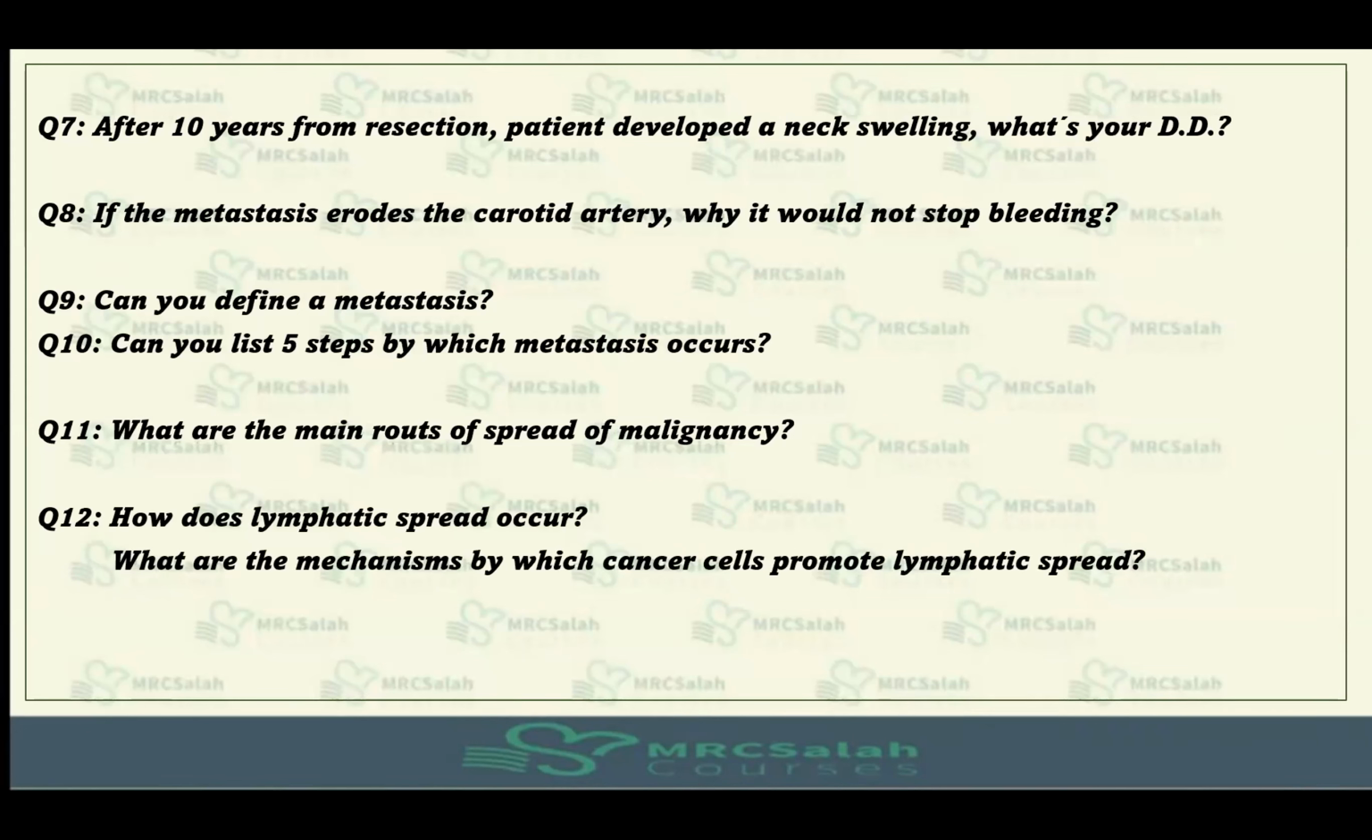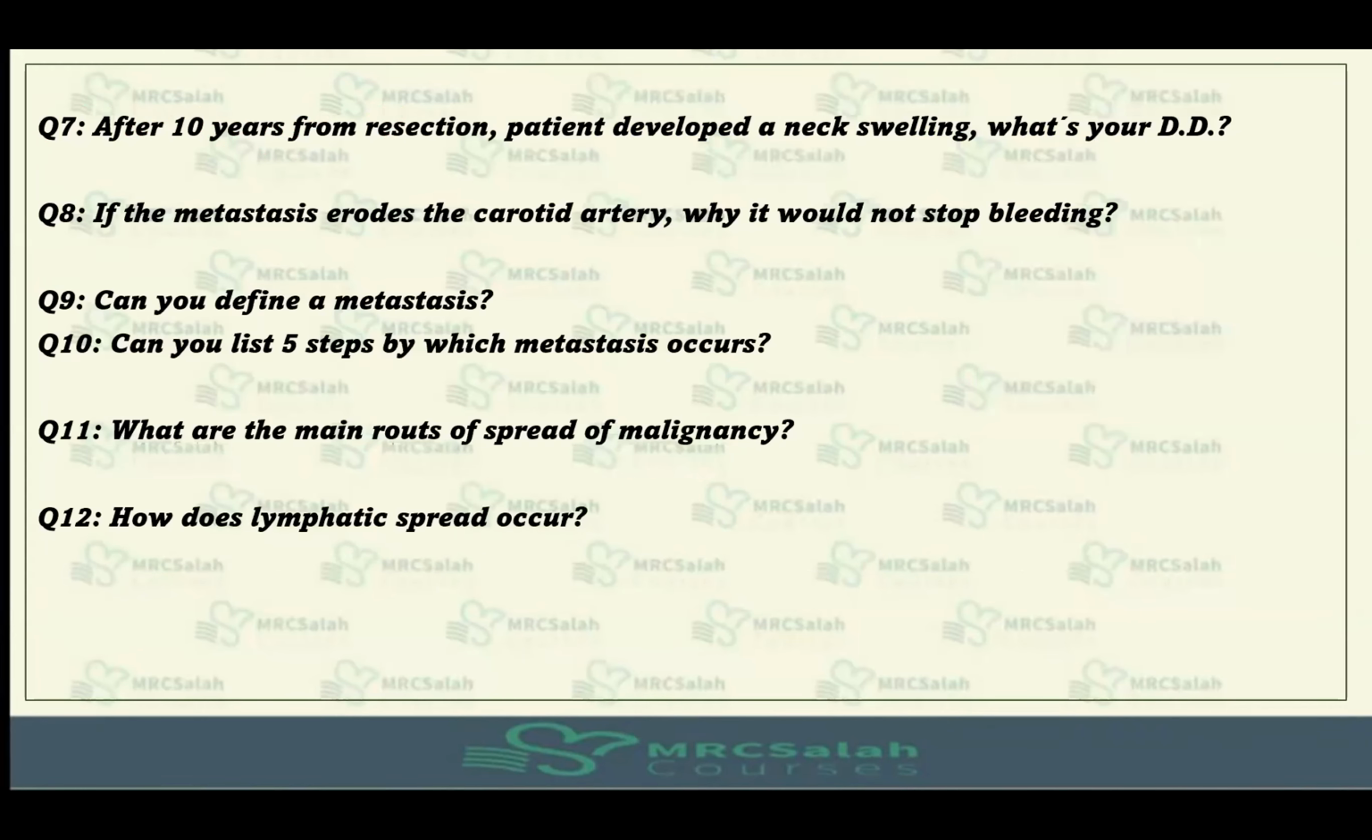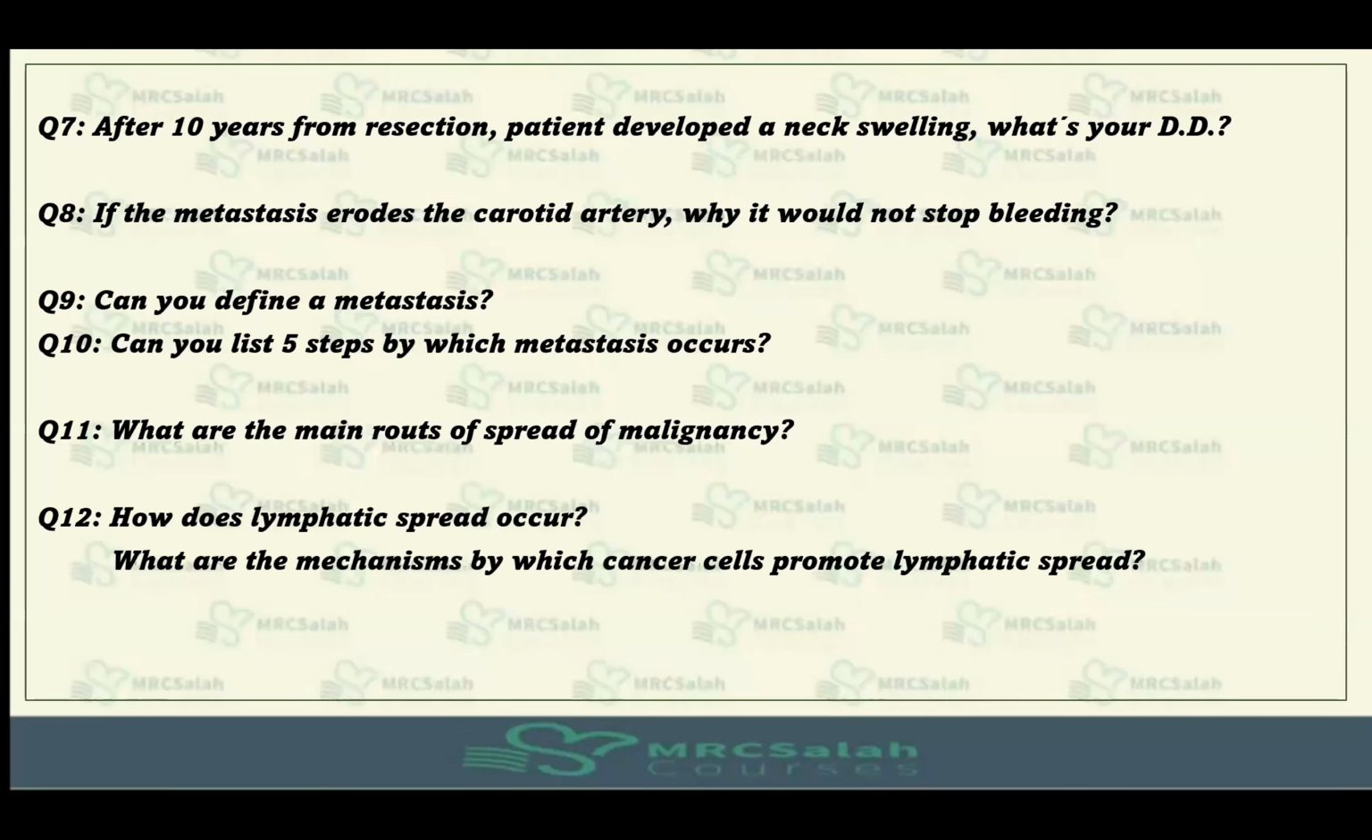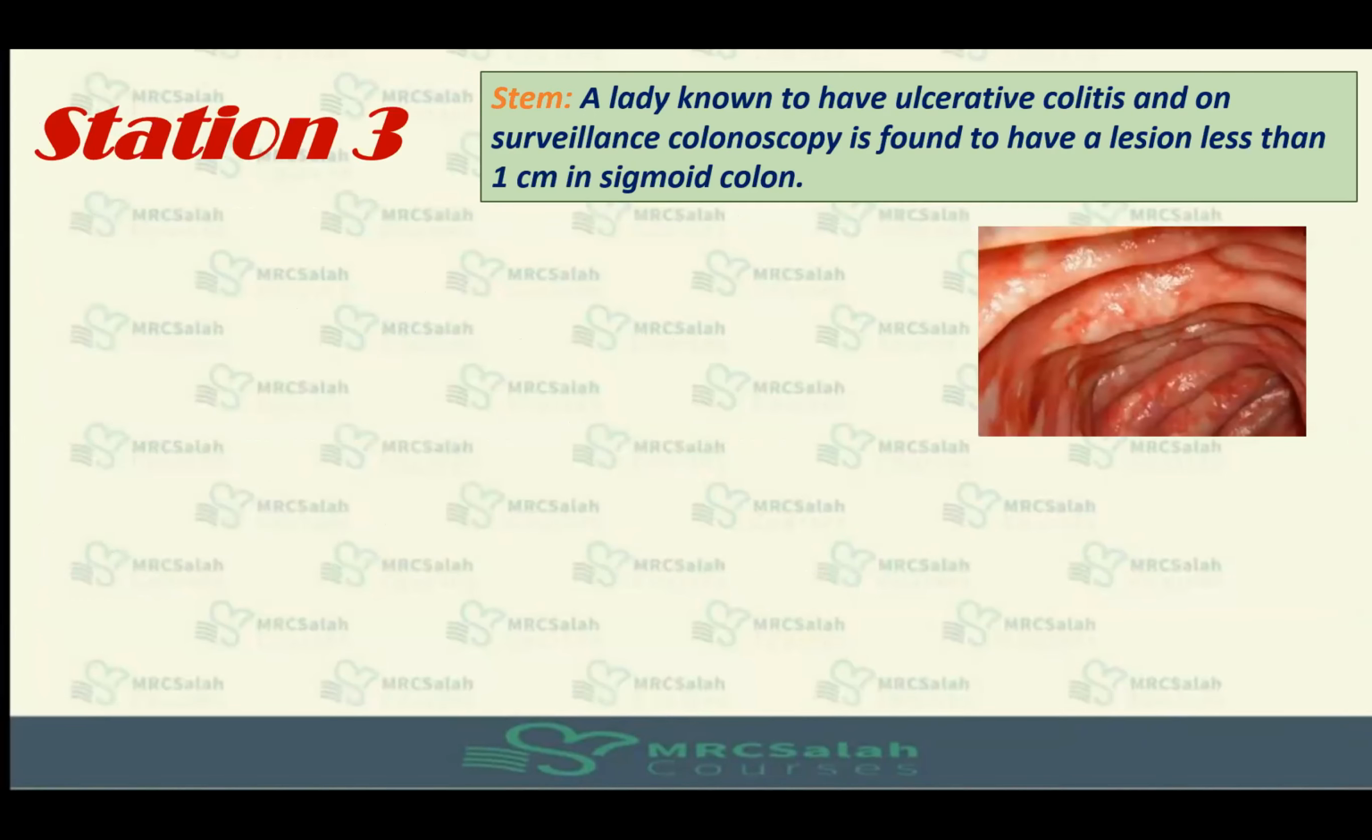What are the mechanisms by which cancer cells promote lymphatic spread? The cancer cells and the tumor-associated macrophages secrete growth factors such as vascular endothelial growth factors C and D. This promotes lymphangiogenesis in the primary tumor and the draining sentinel lymph node, and the primary tumor also releases immunomodulatory molecules such as exosomes, which promote immunosuppression. Yes, great. So this was the end of our station. Thank you both. You did very well.